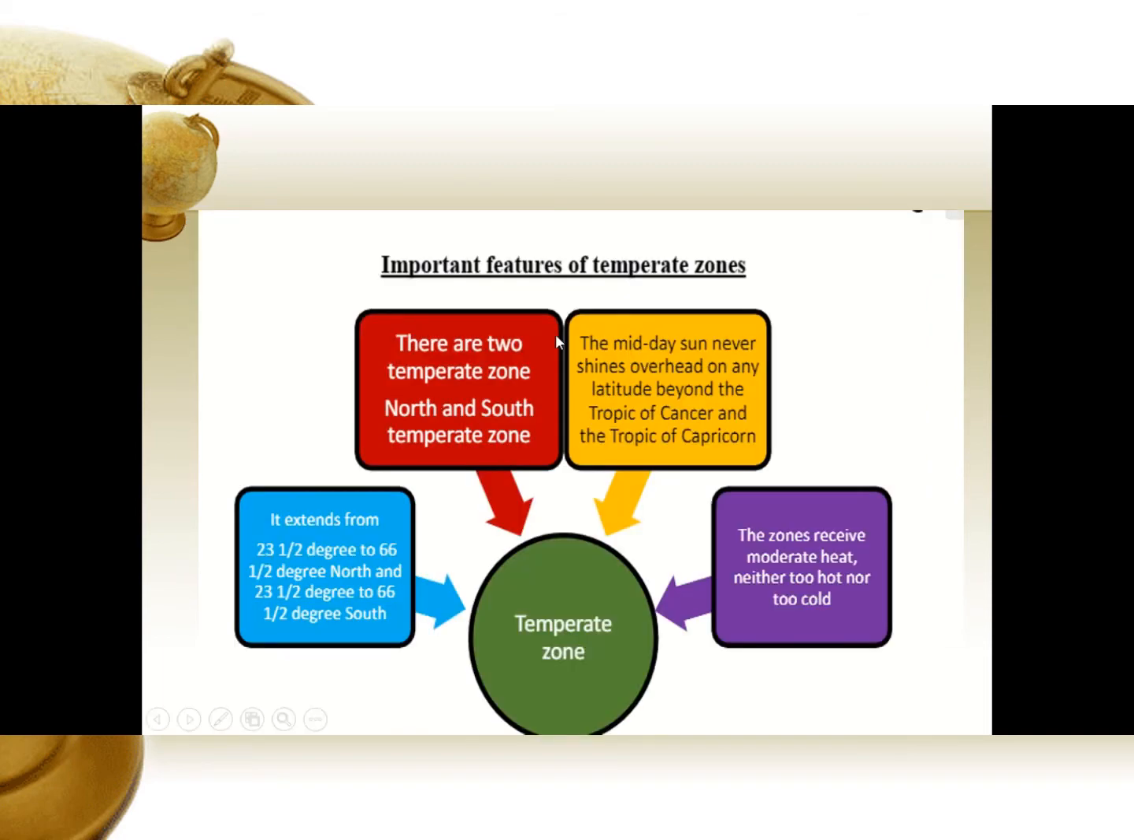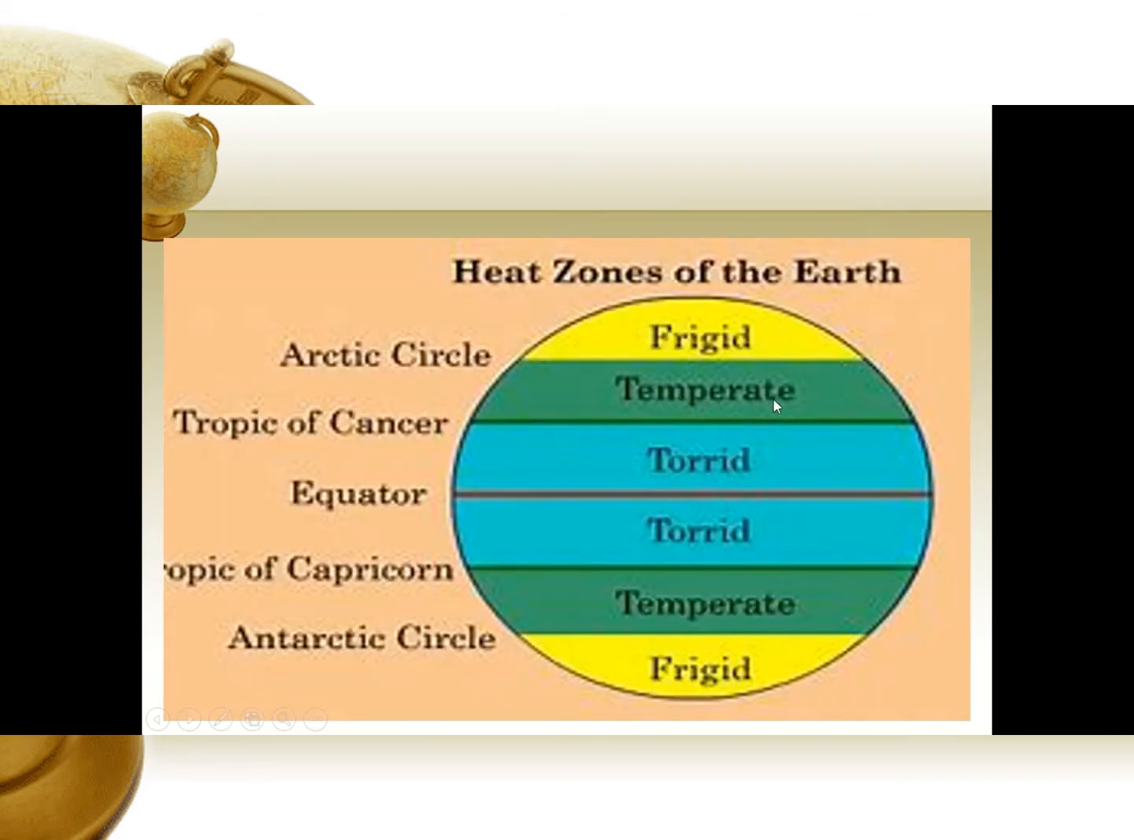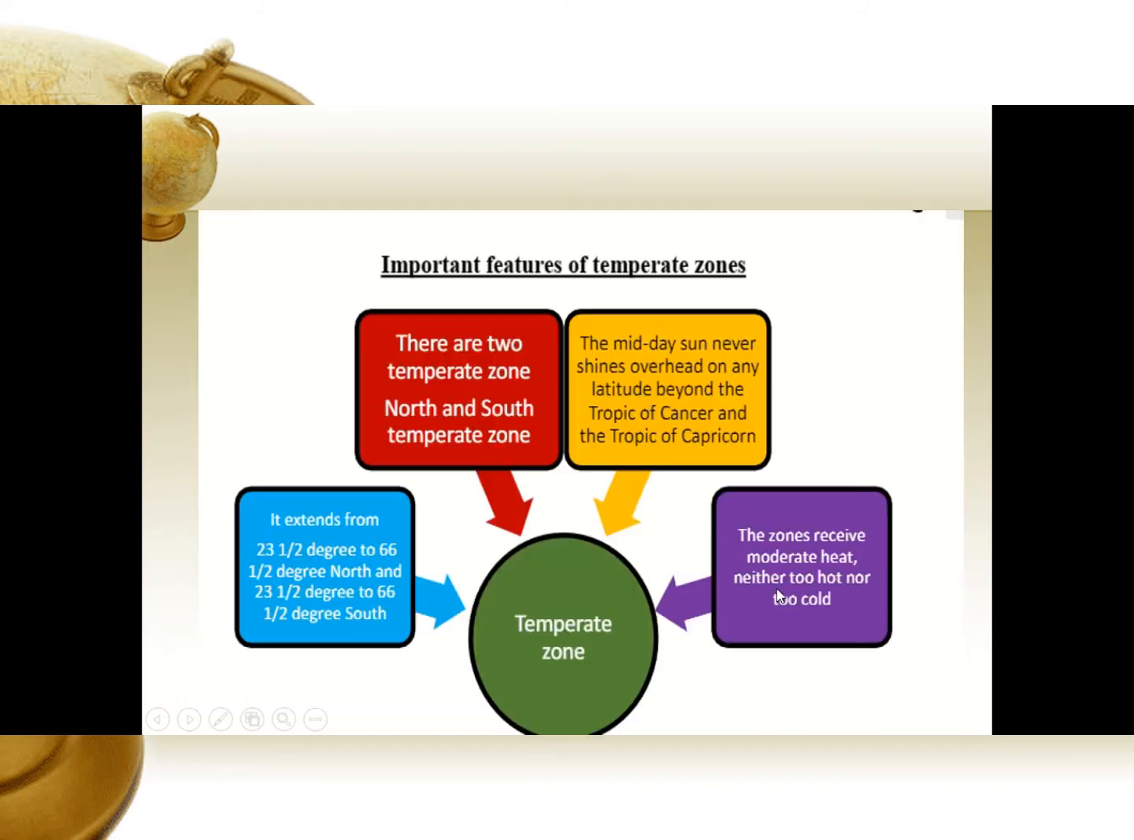Some features of temperate zones: there are two temperate zones, north and south temperate zone. Midday sun never shines overhead on any latitude beyond the Tropic of Cancer and Capricorn. The zone receives moderate heat, neither too hot nor too cold. It extends from 23.5 degree to 66.5 degree north and 23.5 degree to 66.5 degree south. You can see here the temperate zone, above the torrid zone, up to 66.5 degree in the north and 66.5 degree in the south.